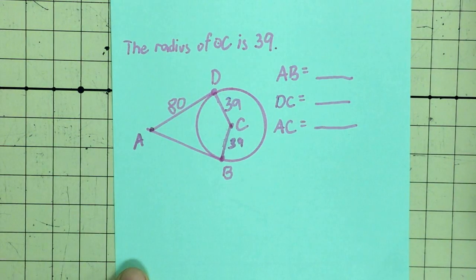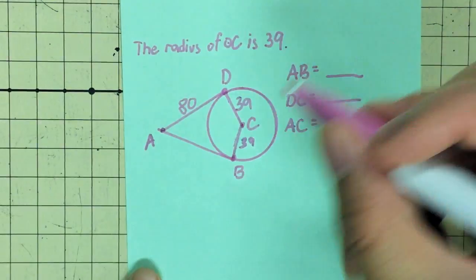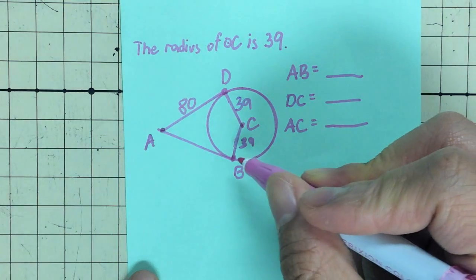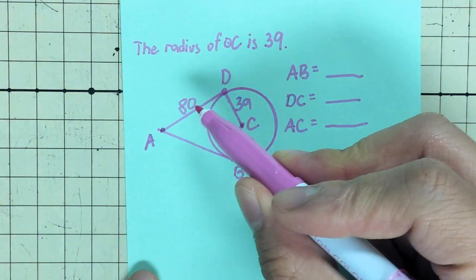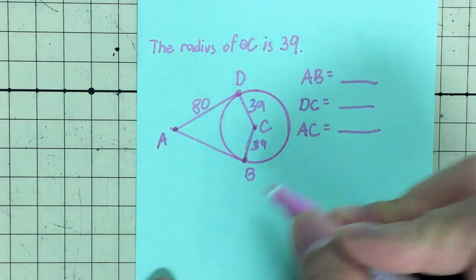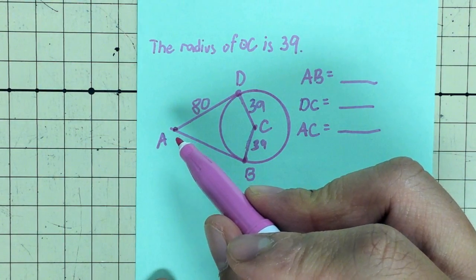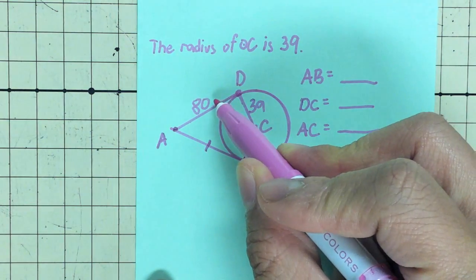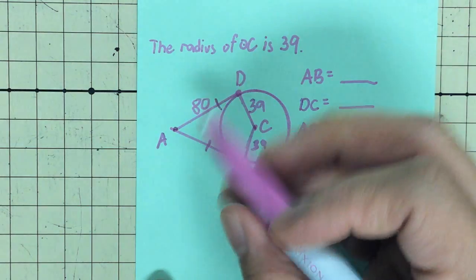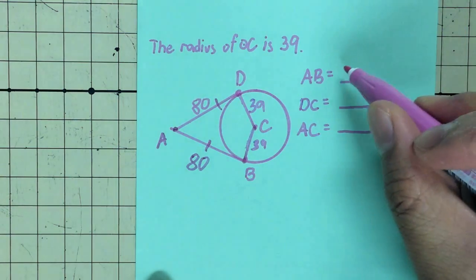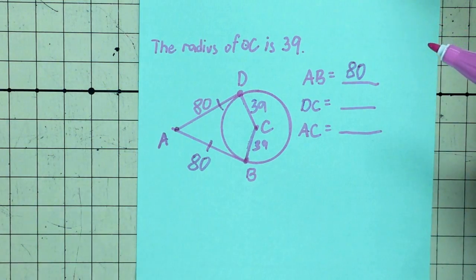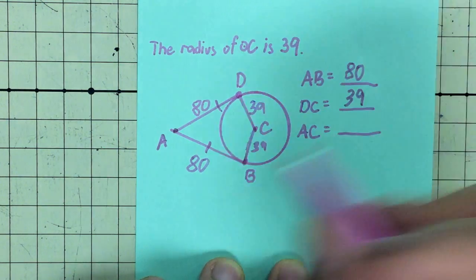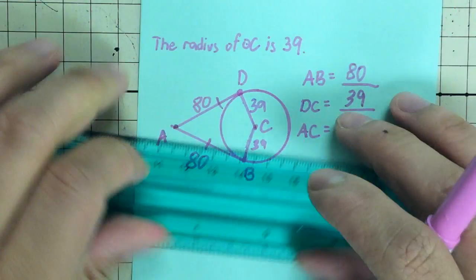Next we have tangent lines, since we're still going over tangent lines. So we have this line tangent to there, there's a tangent line, and another tangent line. Because I have two tangent lines that intersect at point A, what this tells me is AB is congruent with AD. So AB is also 80. DC is a radius, so that's 39. Last part, AC. AC would be this line right here.